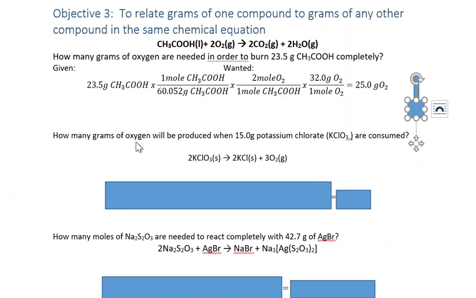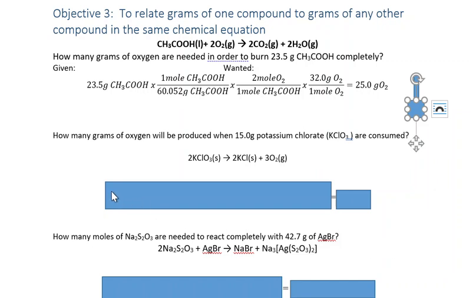It says, how many grams of oxygen will be produced when 15.0 grams of potassium chlorate are consumed? So potassium chlorate, that's this molecule right here. And you can see that oxygen is a product. As you heat potassium chlorate, oxygen is naturally evolved from it. So what have they given us, and what do we want?